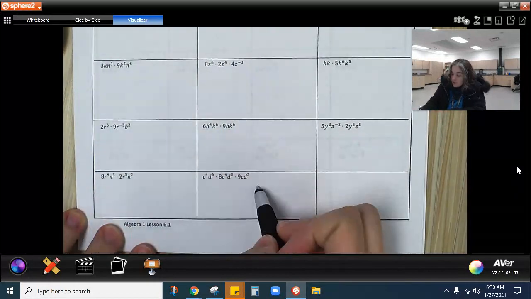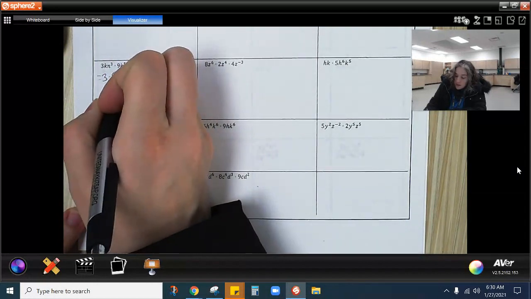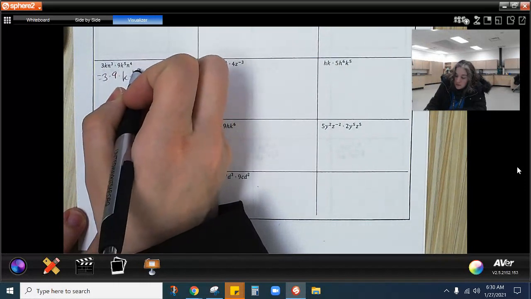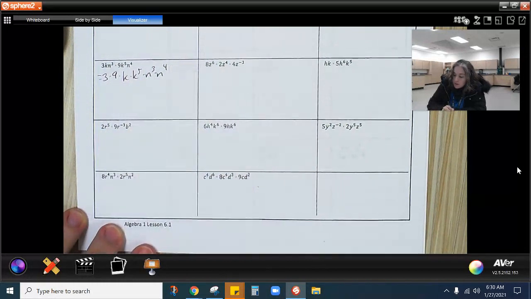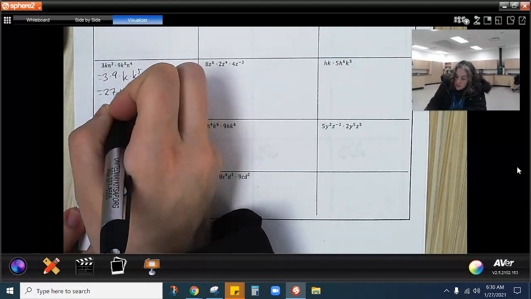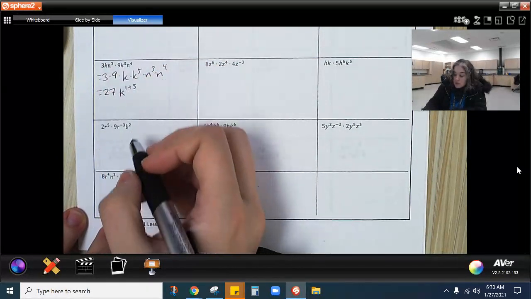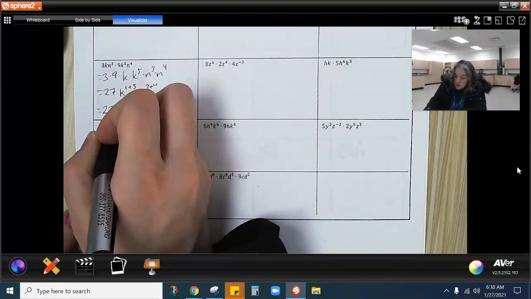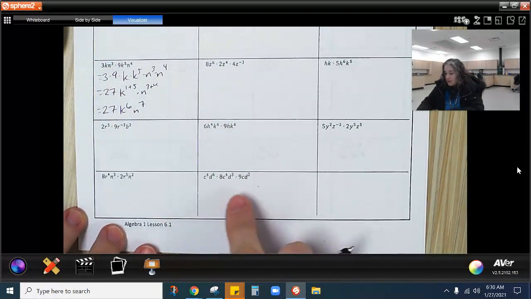All right, I'm going to pick from the very bottom here. I'm going to do this one first and then this one. So with this one, again, rewrite it. So 3 times 9, right? Do your coefficients. And then we've got a k times k to the 5th. And then n cubed times n to the 4th. Well, 3 times 9 is 27. This would really be k to the 1 plus 5. Don't forget that 1. He's ninja, but he's there. And then n to the 3 plus 4. So we would get 27 k to the 6th, n to the 7th.